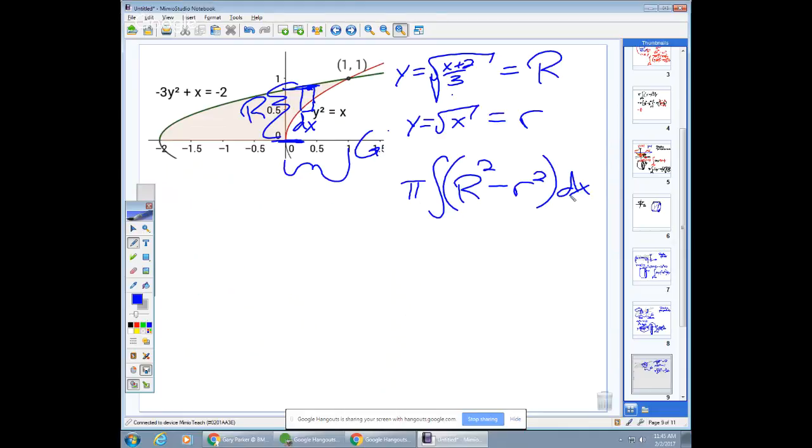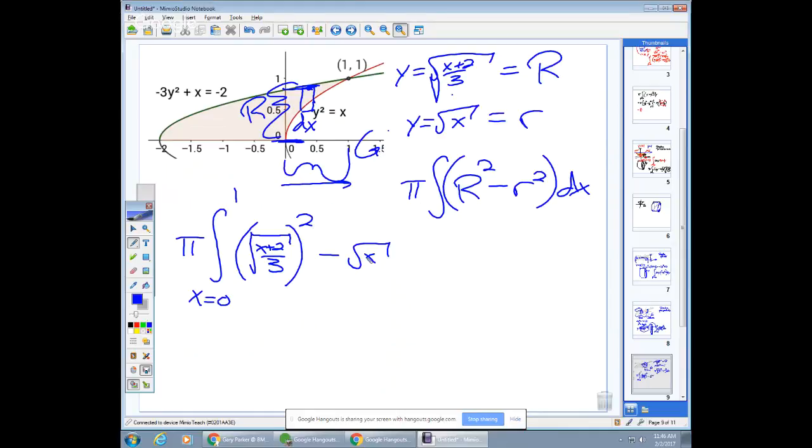So let's see, what do we get when we do that? We're going to have pi times the integral as x goes from 0 to 1. And I know you're all capable of doing this step in your head, but I'm going to write it down anyway. Of the big radius squared, we have a lovely cancellation there, minus the little radius squared.